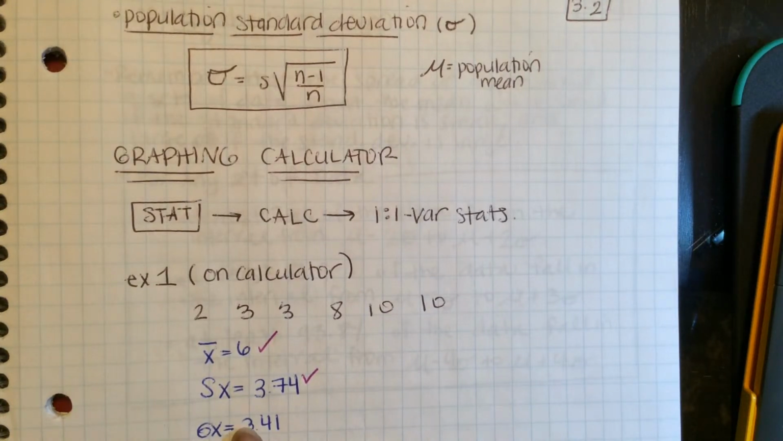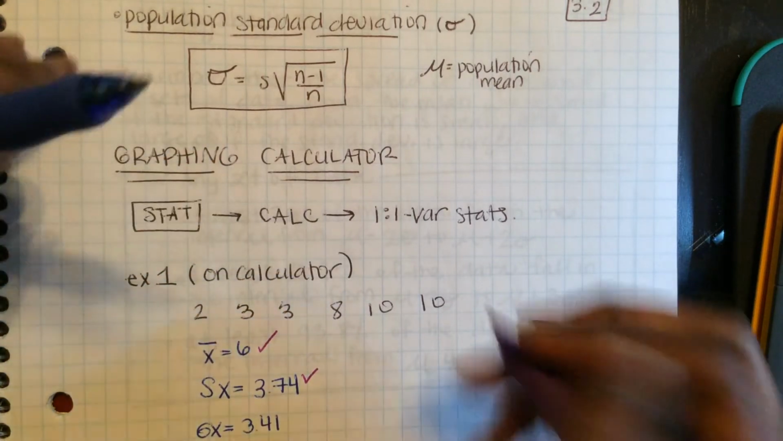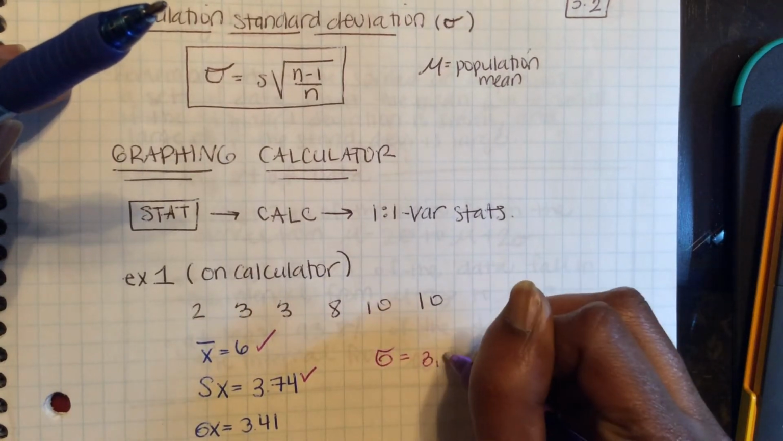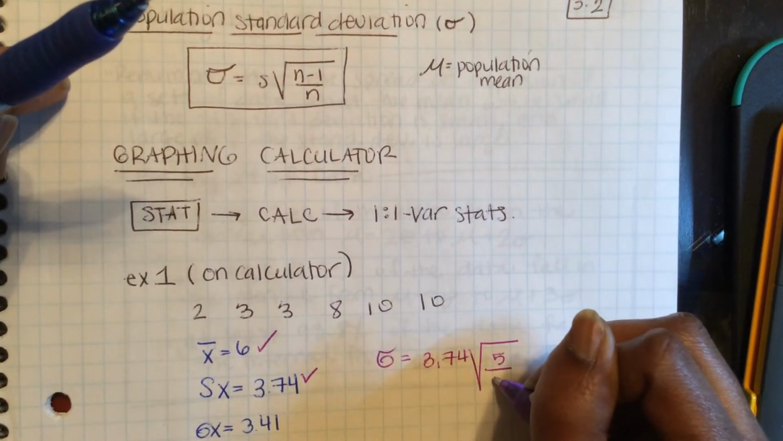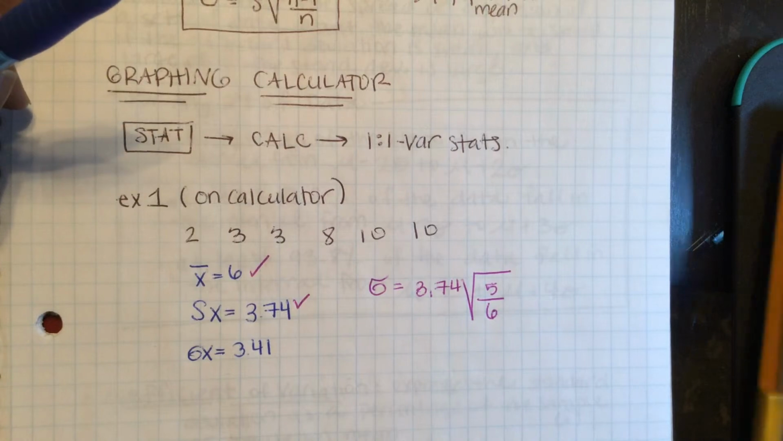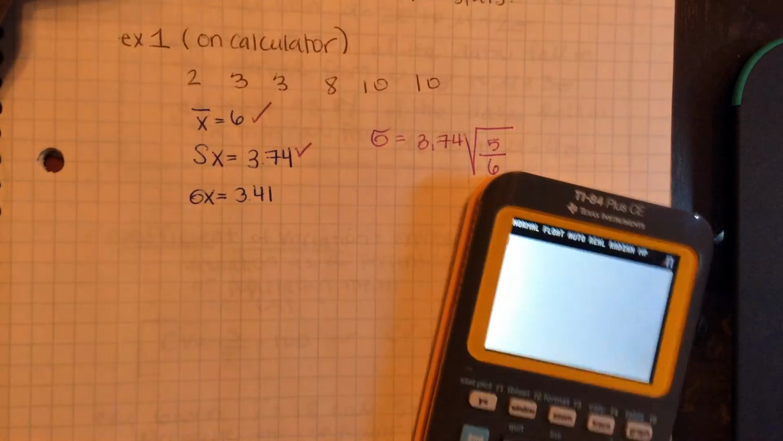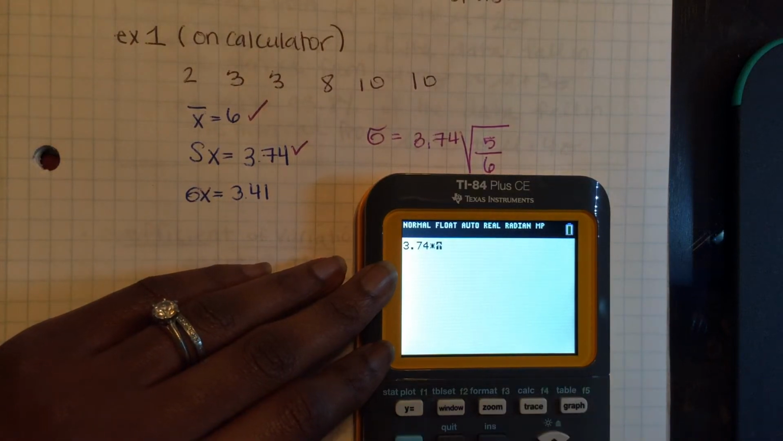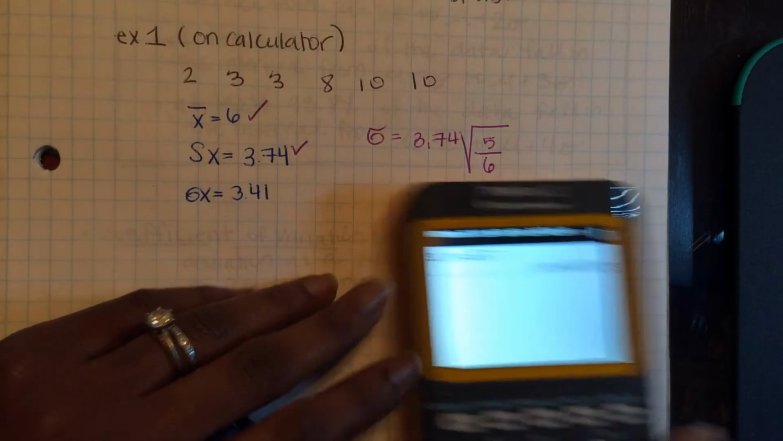So I'm going to check to make sure that my population standard deviation is 3.41, checking this formula. So my population standard deviation equals my sample standard deviation multiplied by the square root of the number of terms minus 1 over the number of terms. So let's plug this into my calculator and double check. So I'm doing 3.74 multiplied by the square root of 5/6. And we get the same number, 3.41.